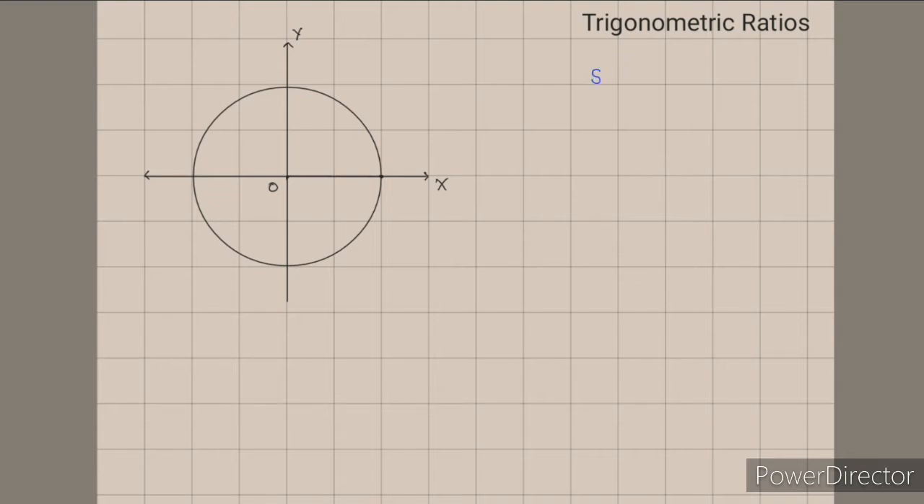There are six trigonometric ratios: sine, cosine, tan or tangent, cosec, which is the inverse of sine, secant, which is the inverse of cos, and the final one is cot, which is the inverse of tan. All these trigonometric ratios vary with theta, which is the angle. Tan theta, cosec theta, secant theta, cot theta. Now let's see how these are defined.